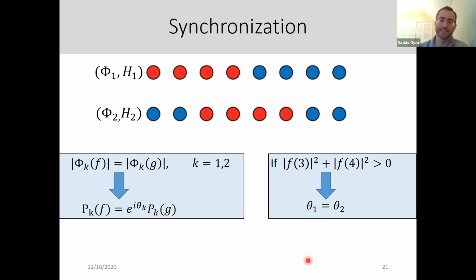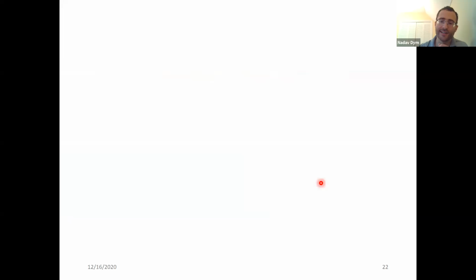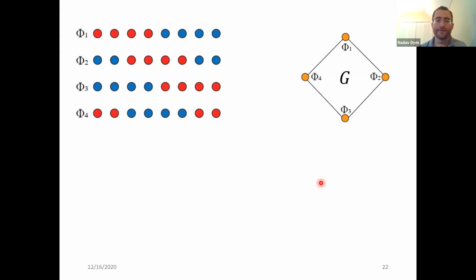So signals which will be problematic are signals for which you won't have this. The f3 squared plus f4 squared will be 0. In general, you can encode this structure in a graph. In this graph, each vertex corresponds to one of the measurements, and there's an edge connecting them if there's an overlap between them, which means that potentially we can stitch the phases together. That's general, and doesn't depend on the signal yet.